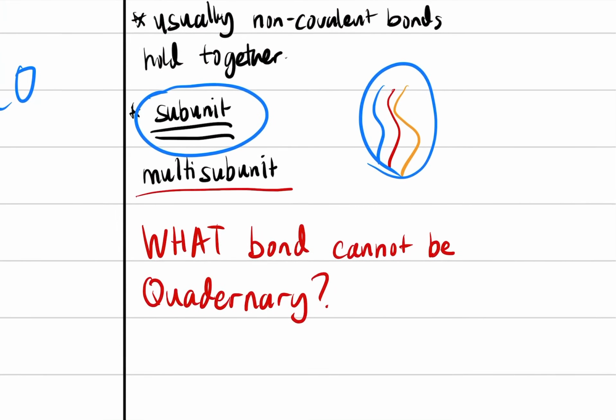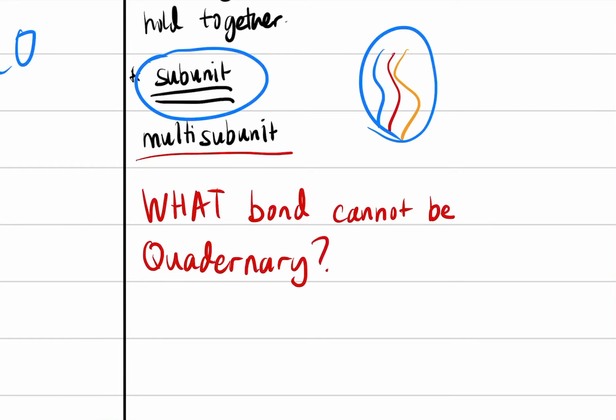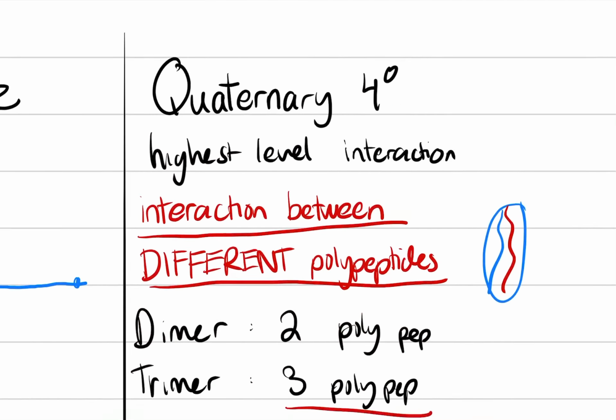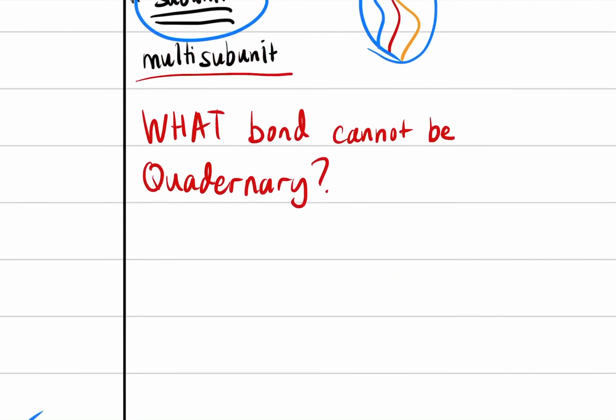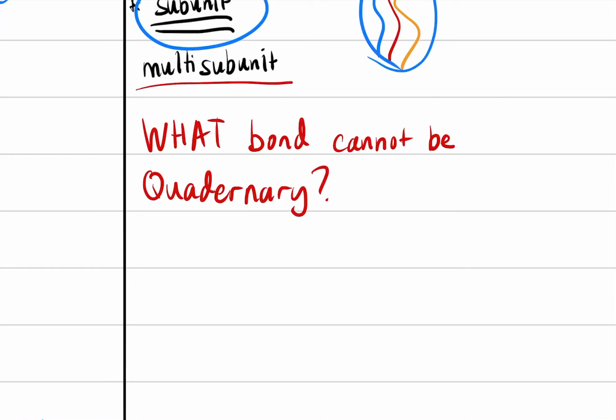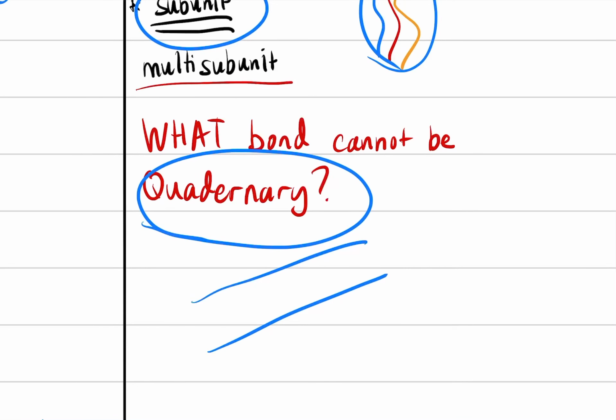So that is what a quaternary structure is. A question to leave you off with is, what bond cannot be a quaternary structure? If you said the answer is the peptide bond, then you're absolutely correct, because a peptide bond cannot be formed between 2 different polypeptides, and that's just not possible. So remember that the one bond that can never be a quaternary structure is the peptide bond.